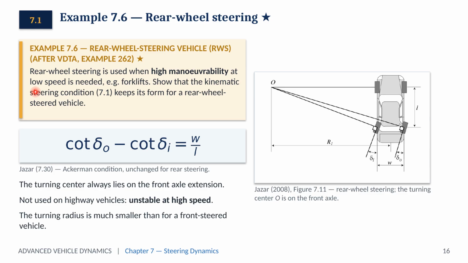The turning center now lies on the extension of the front axle, while the geometry between the two steerable wheels is unchanged. The result is equation 7.30. The difference of the cotangents still equals W/L. Two points to remember. First, the turning radius is much smaller than for a front-steered vehicle of the same size. Second, this layout is unstable at high speed.